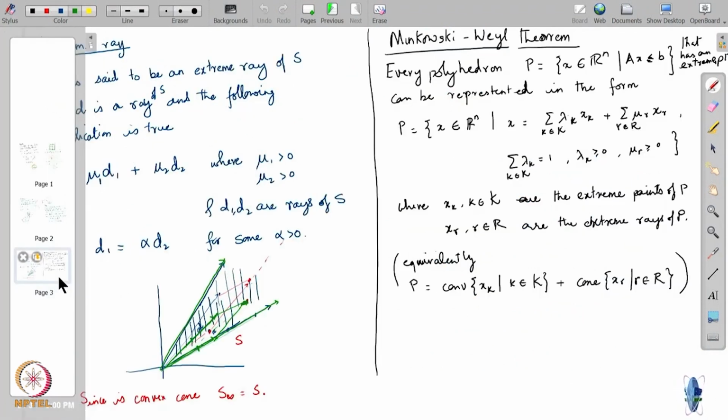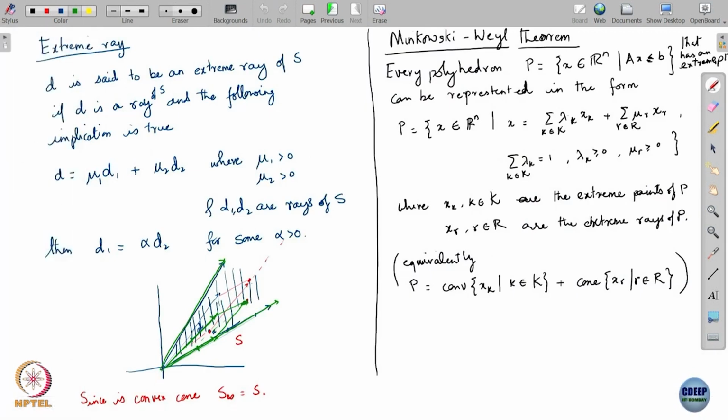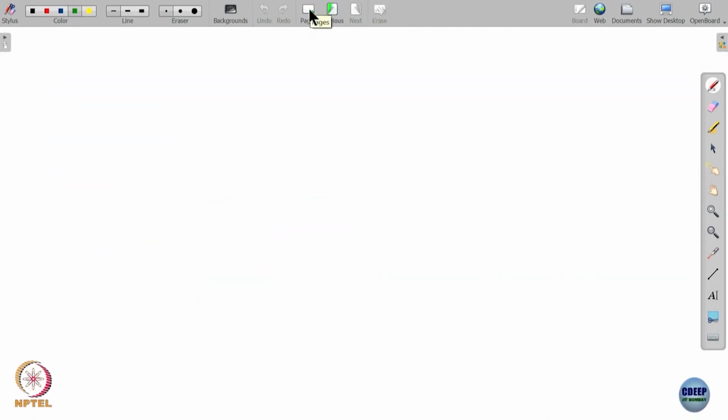Okay, so that's basically the Minkowski-Weyl theorem. Now, why is this so important? It is because in one shot it also gives us a way of understanding what happens in the first kind of optimization problem with inequality constraints.